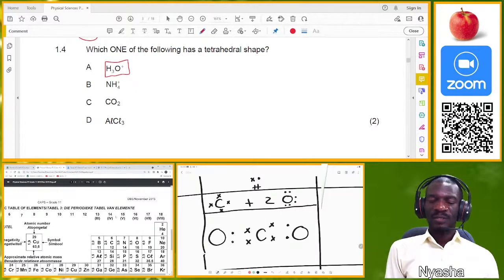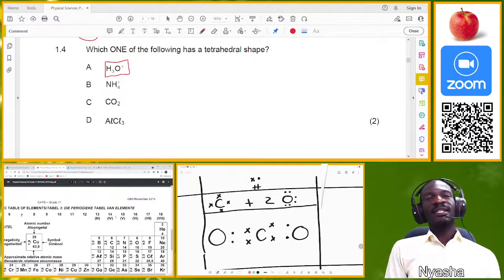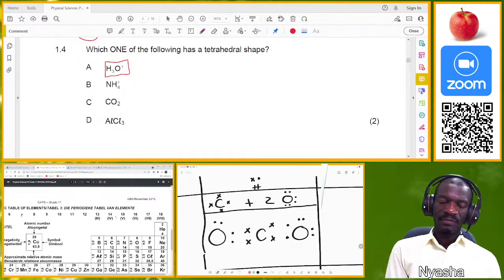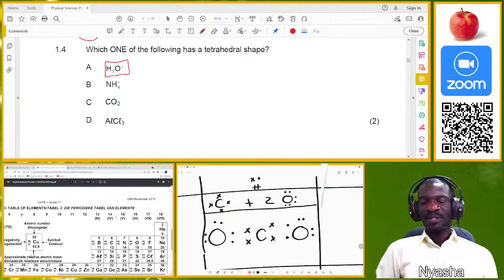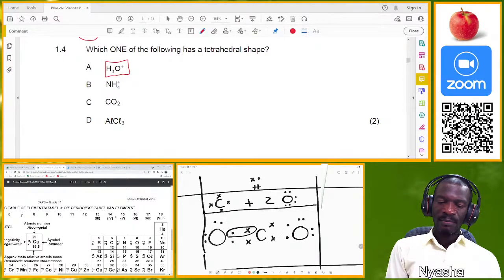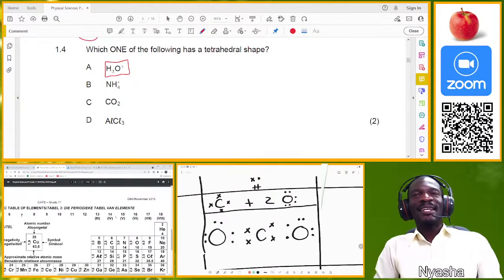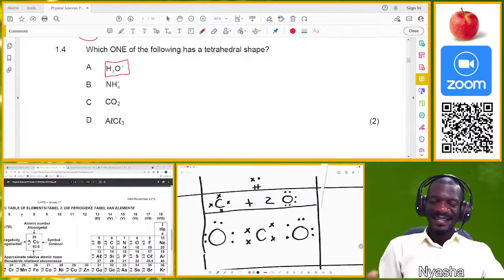Let's complete the electrons for the oxygens. Oxygen has 6 electrons in its Lewis structure, so we need 2 more pairs for each. There goes the first pair, there goes the second pair, there goes the first pair, there goes the second pair. So we're done. We have a double bond on each side, and our system is stable. You see, carbon is happy. It has 8 electrons in its outermost shell.